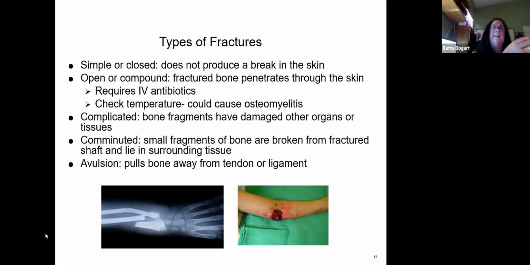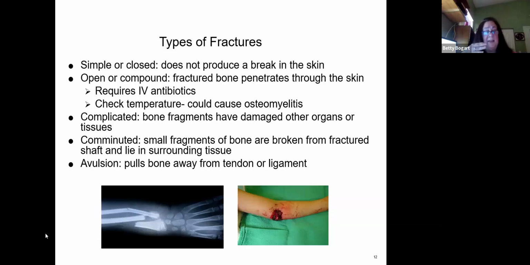They just take and put a cast on it, align the bones, and they heal. And kids heal pretty quickly. Now, the one that creates the most problems, I think, is the open or compound fracture. This is when the bone comes out of the skin.